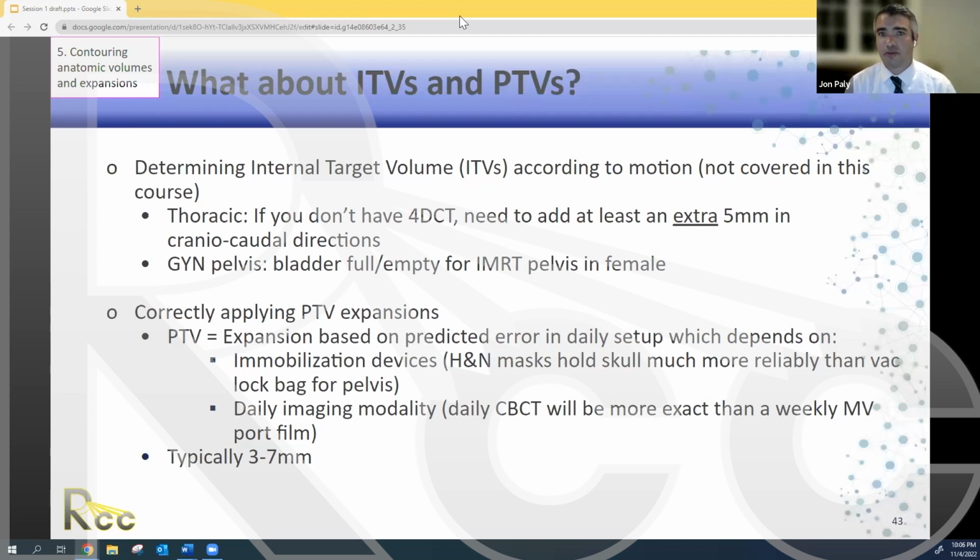So this is really something that is determined with your medical physicist support to understand what's an appropriate PTV expansion, and we don't trim these off of any structure.